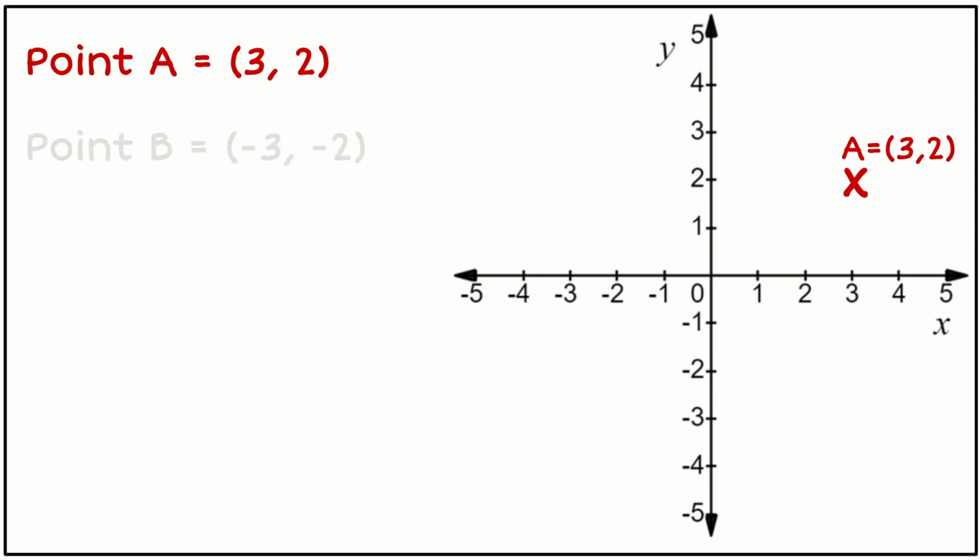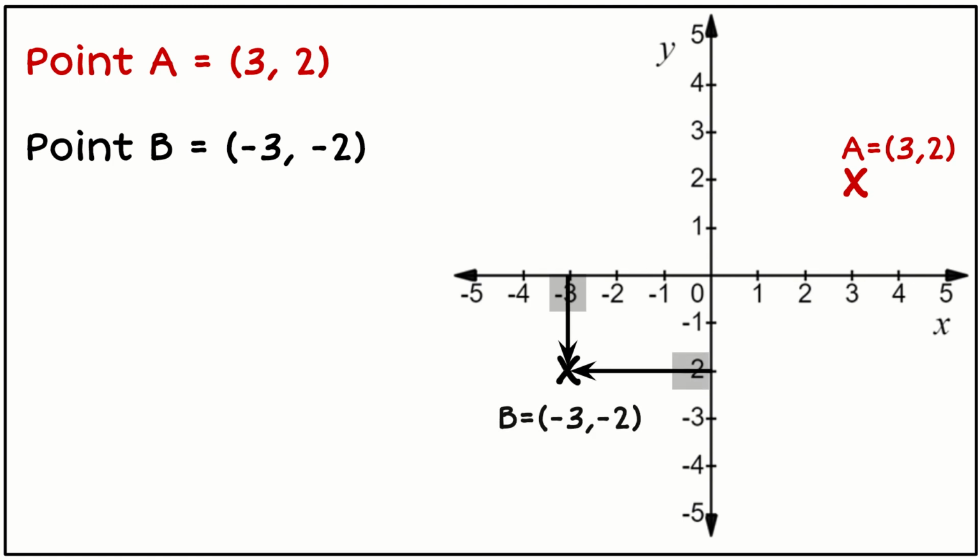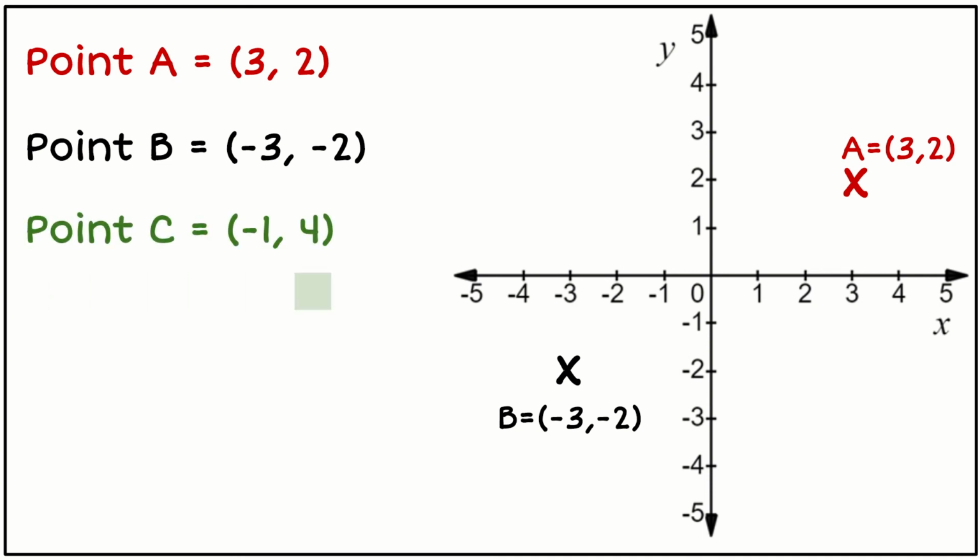If we now look at coordinate point B, so this is when x is equal to negative 3 and y is equal to negative 2. So find where these two coordinate points meet, put a cross there, and that is our coordinate point B. If we have point C, if x is equal to negative 1 and y is equal to 4, find where those coordinate points meet, put an x, and there is our coordinate point.